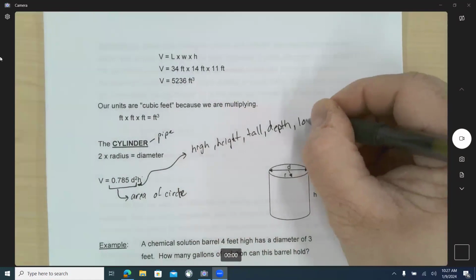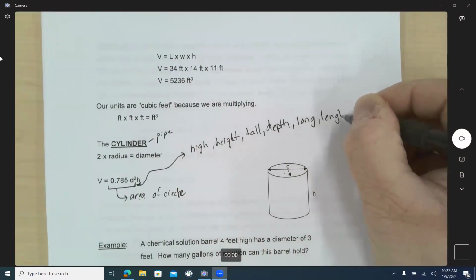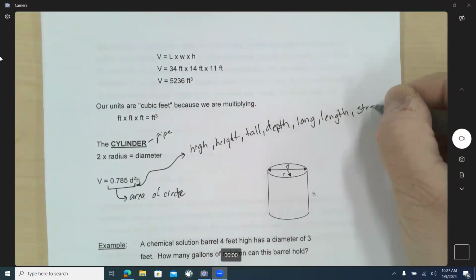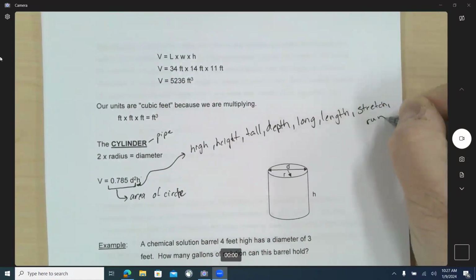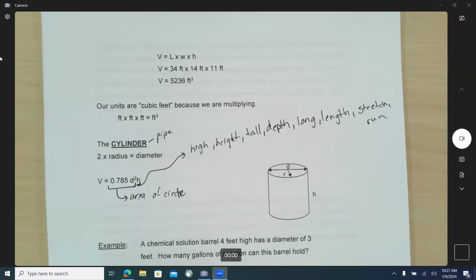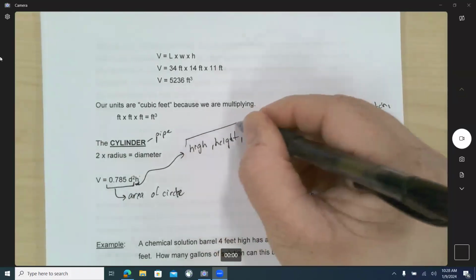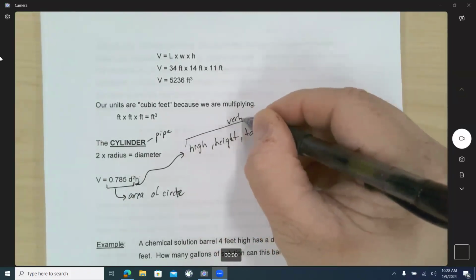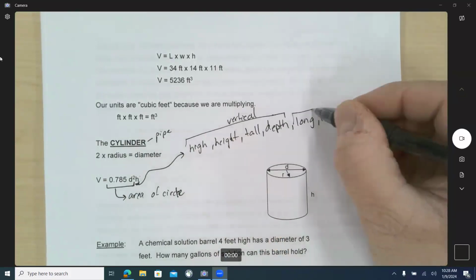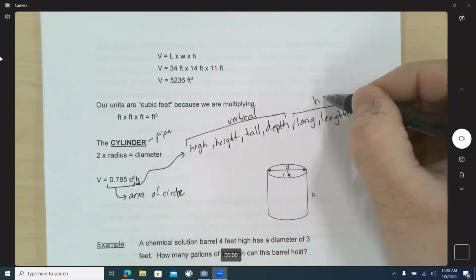Oh, but what about long, length, stretch, and run? Why would it be those? Oh, I got a 1,000-foot, 12-inch pipe. Well, that 1,000 is referring to a horizontal length, isn't it? It's 1,000 feet long and it's 12 inches in diameter. Right. So these are for vertical, a barrel, storage tank, something like that. These are horizontal terms.